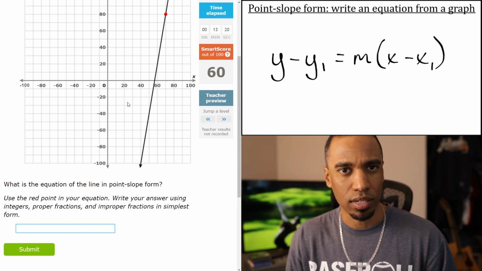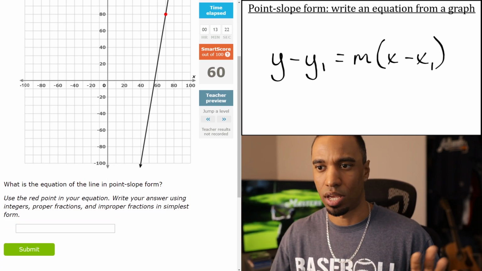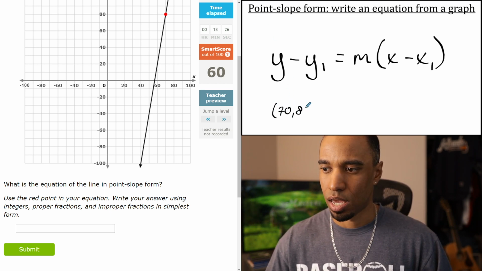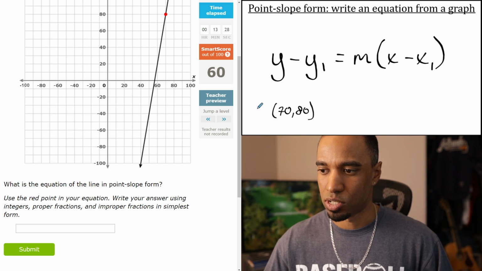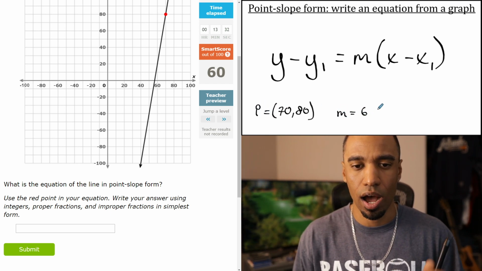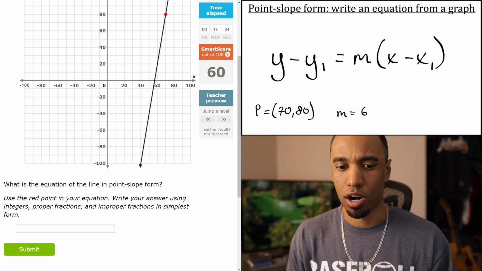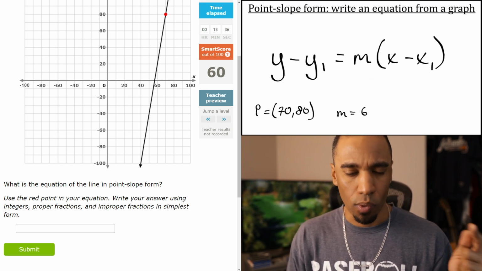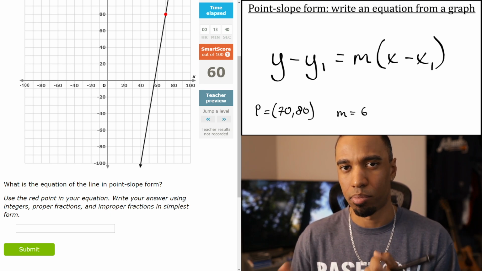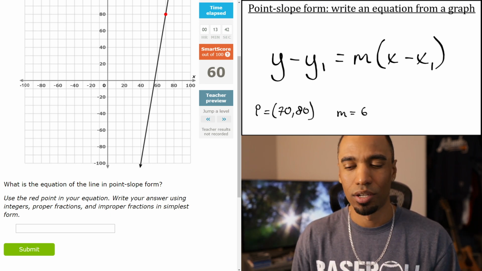I haven't seen one yet. Let me write down the information just so you have it. 70, 80, I believe, was the x1, y1, and the slope is 6. What was I saying? I haven't seen one so far where you don't run or rise or fall 1. It looks like one of the portions of the fraction is always 1, which is strange here.